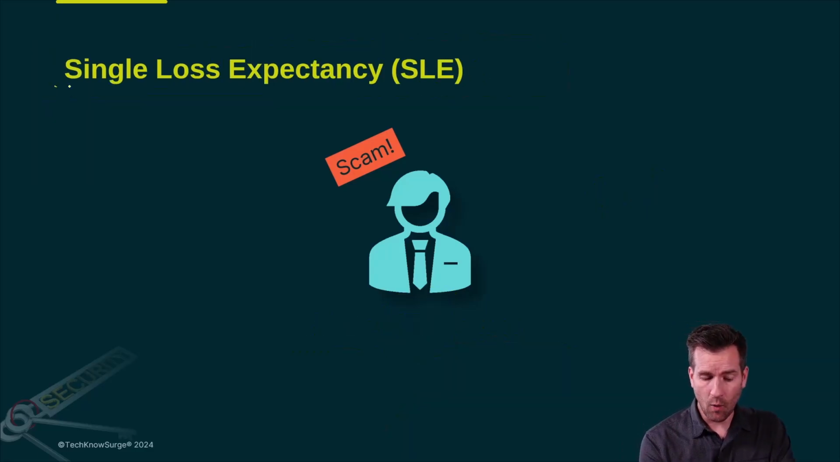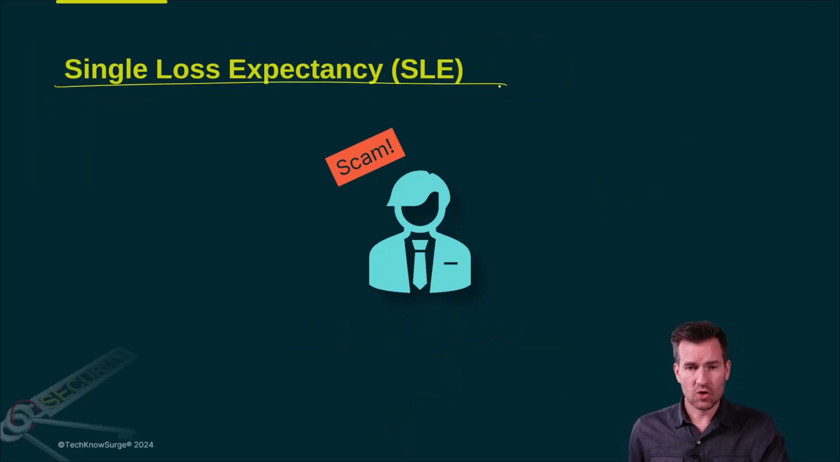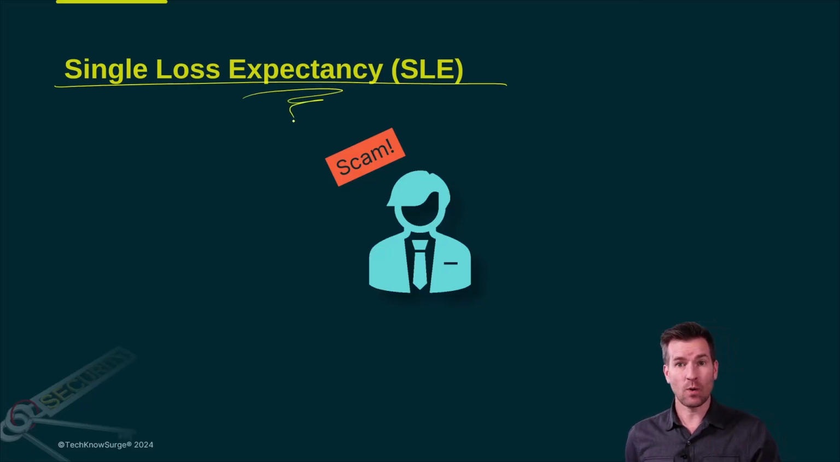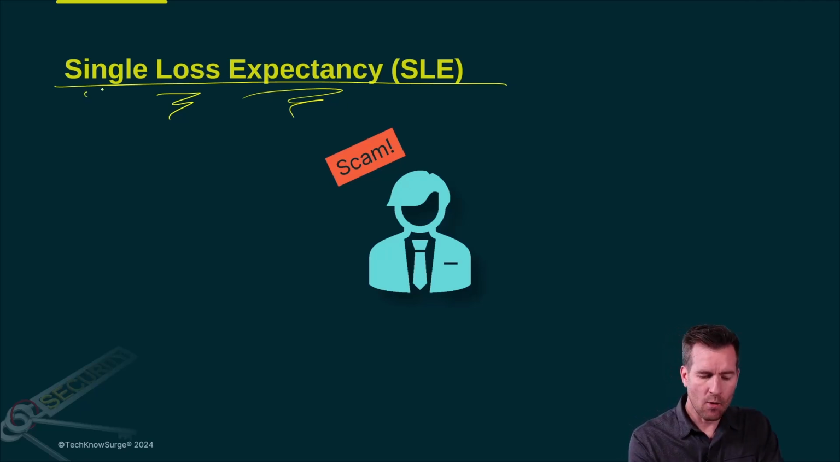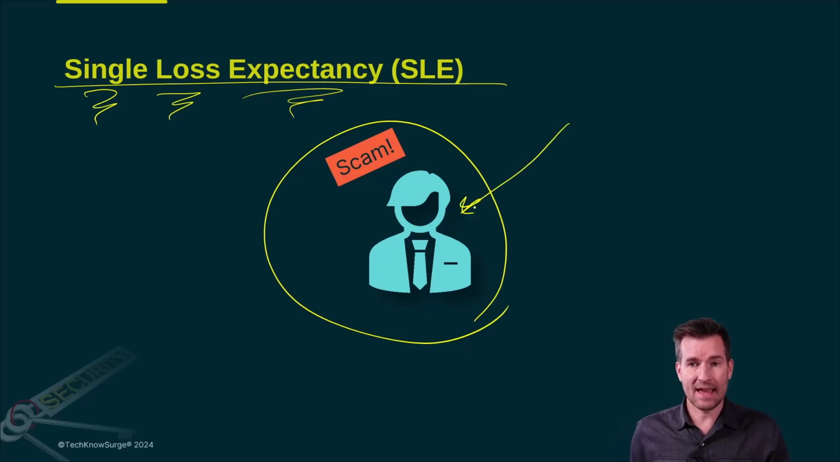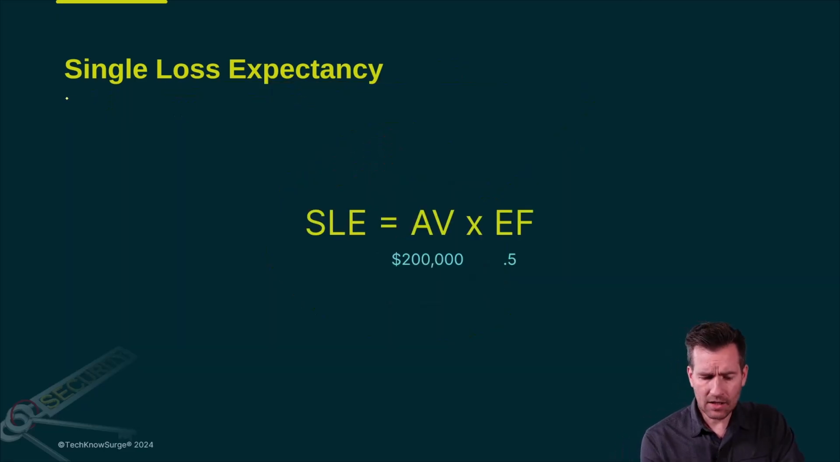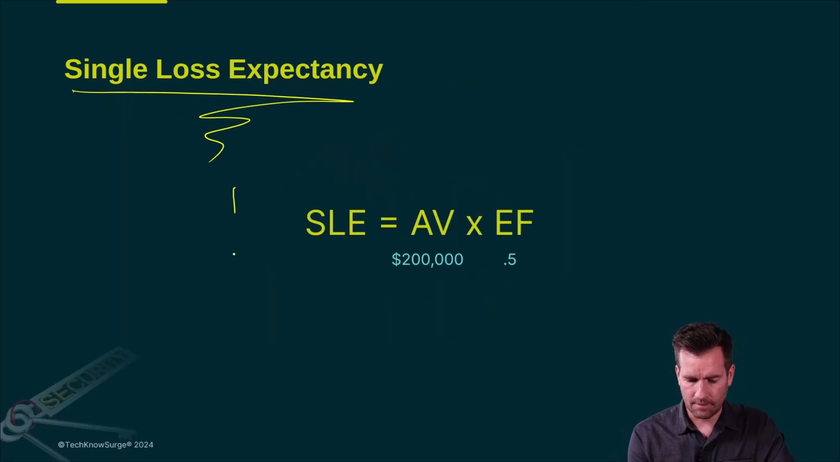So let's break apart what a single loss expectancy is. First of all, there's the expectancy. That's what we expect, what we're going to estimate, what we think is going to happen. The loss is the monetary value that we're going to lose, that we're not going to have any longer once this happens. And a single occurrence, so just one occurrence of this. In this example, it's when one person gets scammed, what is the expected loss of that?